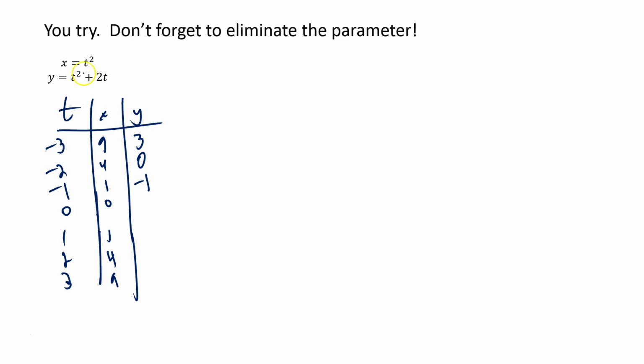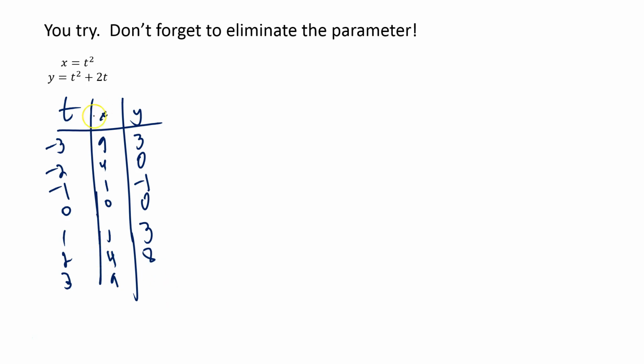0 gets me 0. And then 1 gets me 1 plus 2 is 3. And then at 2, 2 squared is 4, plus 4 is 8. 9 squared, 81 plus 18, 99. Is that right? Yes, 99. What am I doing? Can't do anything right today.